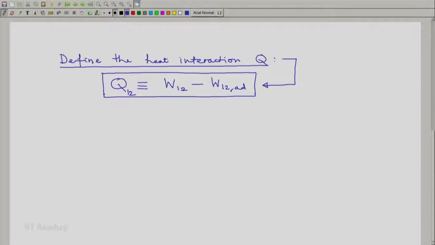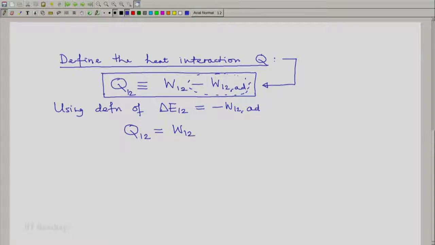Now we proceed from here. We notice that this minus W12 adiabatic, this part, we have already defined it as delta E12. So using the definition of delta E, which is minus W12 adiabatic, we can now write Q12 is W12 plus delta E12.